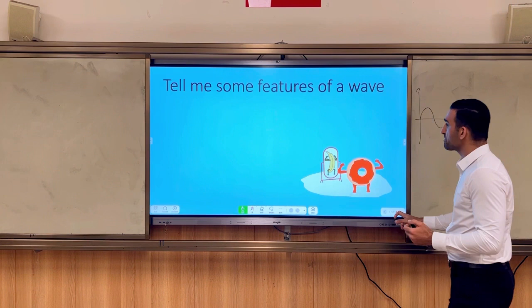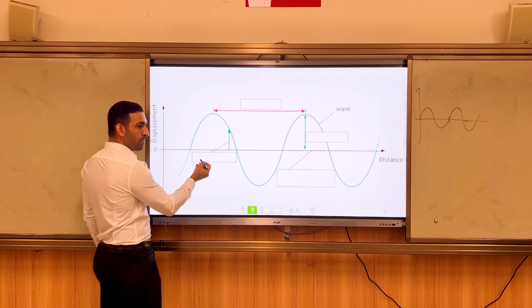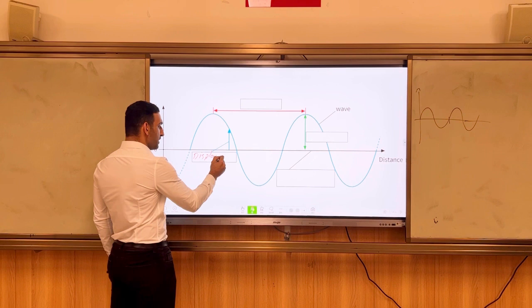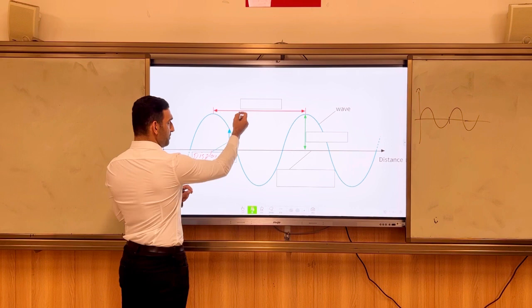But let's play a game here. You just get some of them, right? What is this one here? Displacement, perfect, displacement. Because the particles are moving up and down, they're displacing the particles, right? You're changing their position. How about this one?